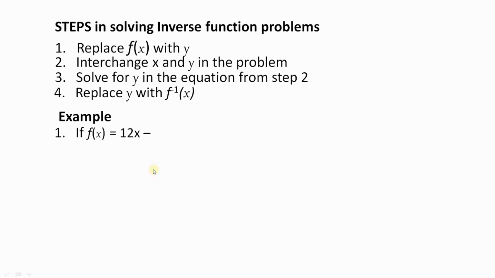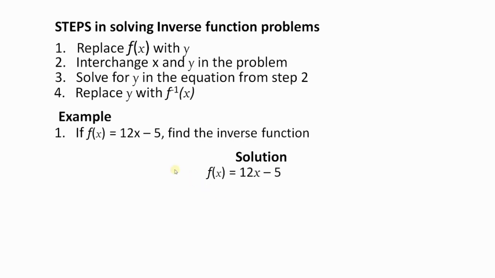So example problem number 1: if f of x equals 12x minus 5, find the inverse function. Solution. Our original function is f of x equals 12x minus 5. Looking at the steps, the first thing we would do is replace f of x with y. So you have step 1, y equals 12x minus 5. Because you have f of x equals 12x minus 5, you replace f of x with y. So you have this equation. This is now a linear equation.